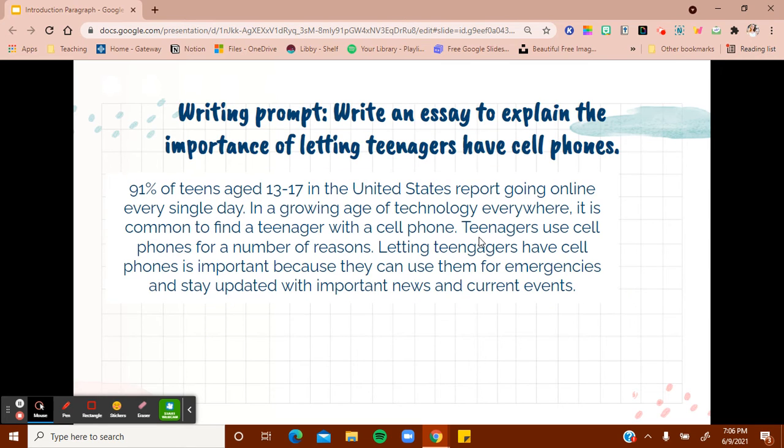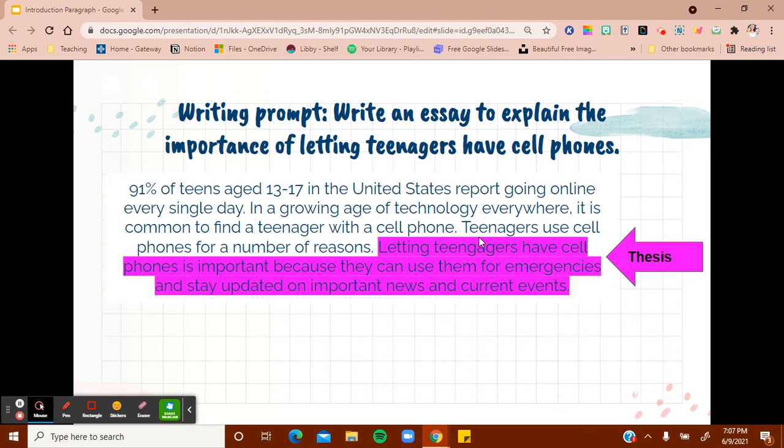Now let's look at this same paragraph and figure out where the thesis statement is located. The sentence that's highlighted in purple, that is the thesis, because remember, the thesis will always be the very last sentence in your introduction.